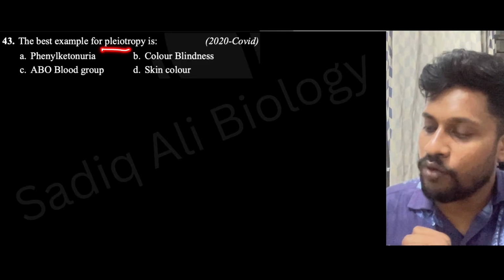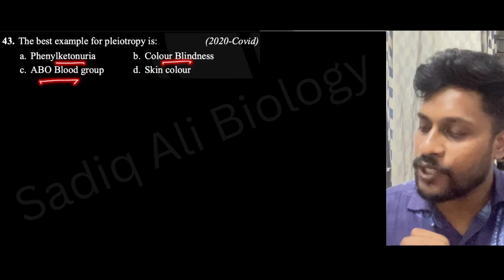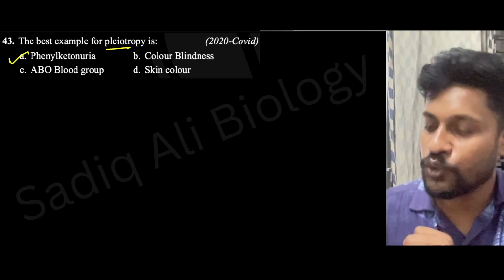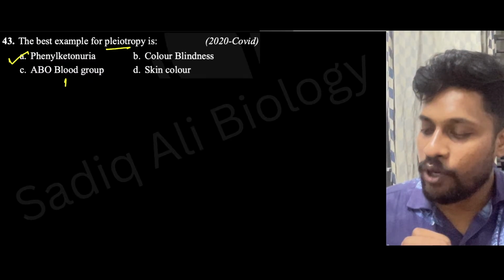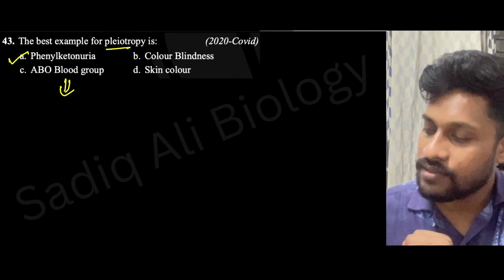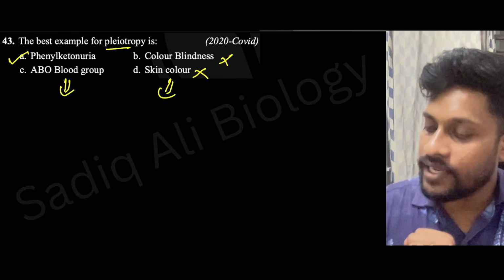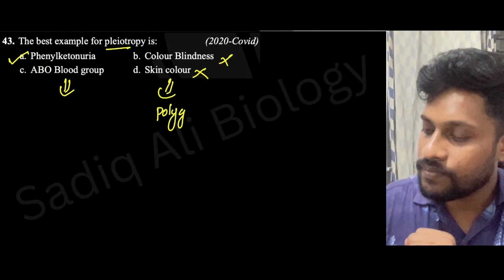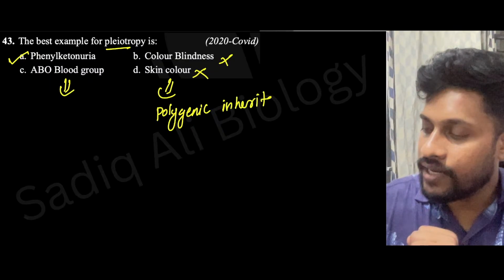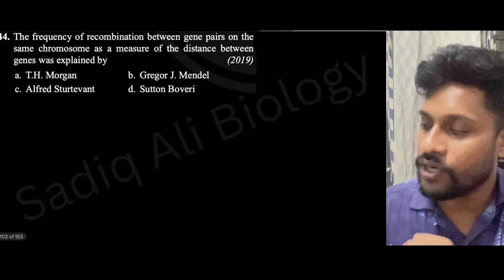The best example of pleiotropy is phenylketonuria, color blindness, ABO blood group, skin color. Pleiotropy, what will be the answer, guys? Phenylketonuria, right? ABO blood group shows codominance. Color blindness, no. Skin color is an example for polygenic inheritance. Very good, very good.